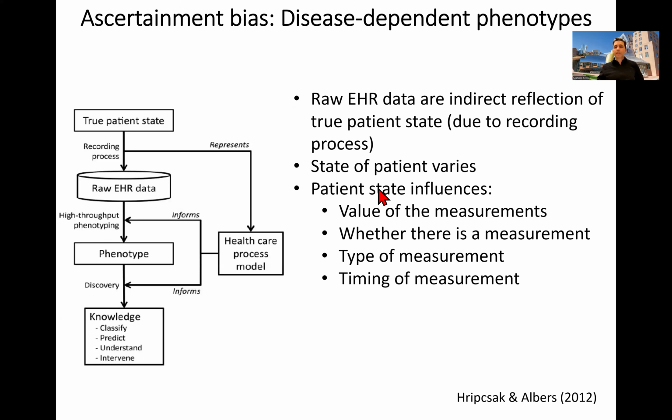And that patient state influences both the value of the measurement and whether the measurement is there at all, and also the type of measurement and the timing of measurement, etc. I can predict perfectly if a patient has diabetes by looking at the clinical record. Just look at what drugs they're taking, right? Because they wouldn't be prescribed a diabetes drug if they didn't have diabetes. Is everybody with me here?